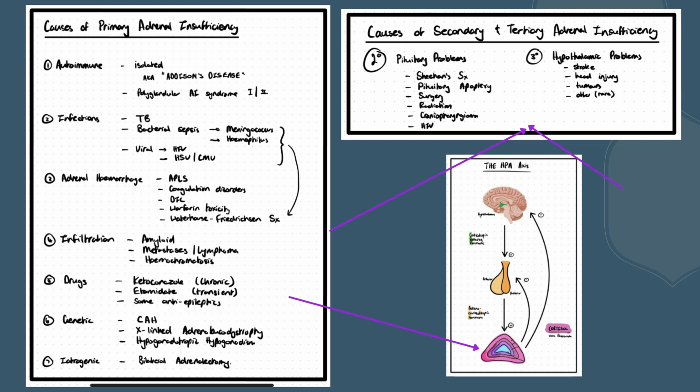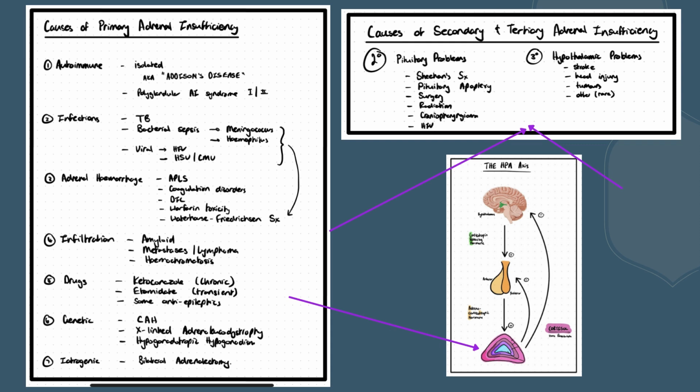But the secondary and tertiary causes are also quite limited. So pituitary problems that cause a more acute thing is Sheehan syndrome, so acute blood loss or blood pressure drop in the process of labor and delivery, or similarly a pituitary apoplexy. So someone who's got a tumor and it bleeds into that tumor can cause an acute thing in the context of someone who had an underlying chronic suppression of the axis. Surgery for these tumors, radiation for these tumors, and a rapidly aggressive craniopharyngioma.